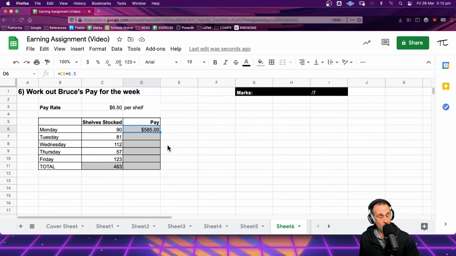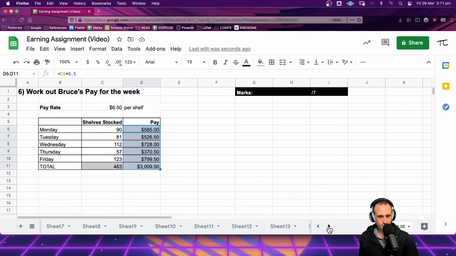All right. Now, what I'm going to try and do, maybe this will work, maybe it won't. We're about to find out, is I'm going to pull down on this little blue square there and just see what it says. Okay, there we go. So he earned a shade over $3,000 stocking shelves. Realistic? I don't know. Anyway, that's that.